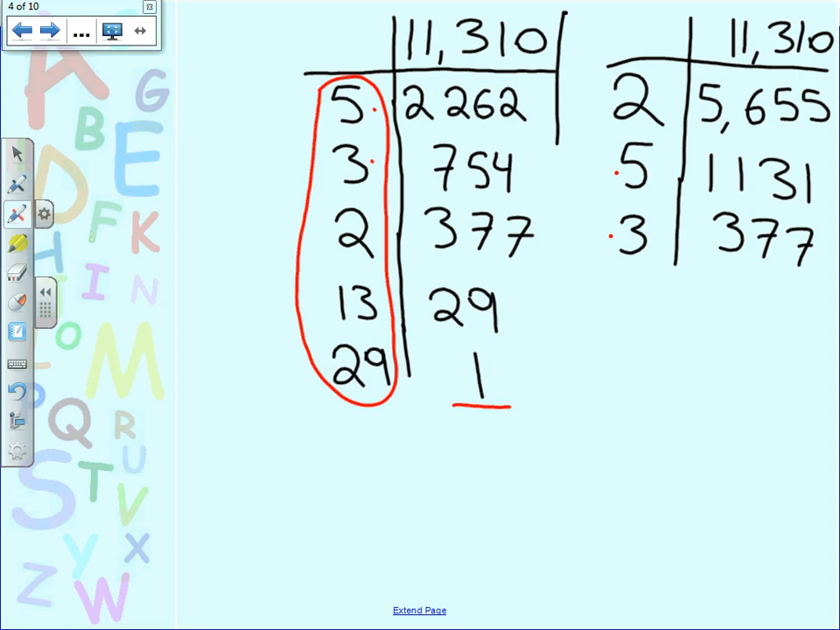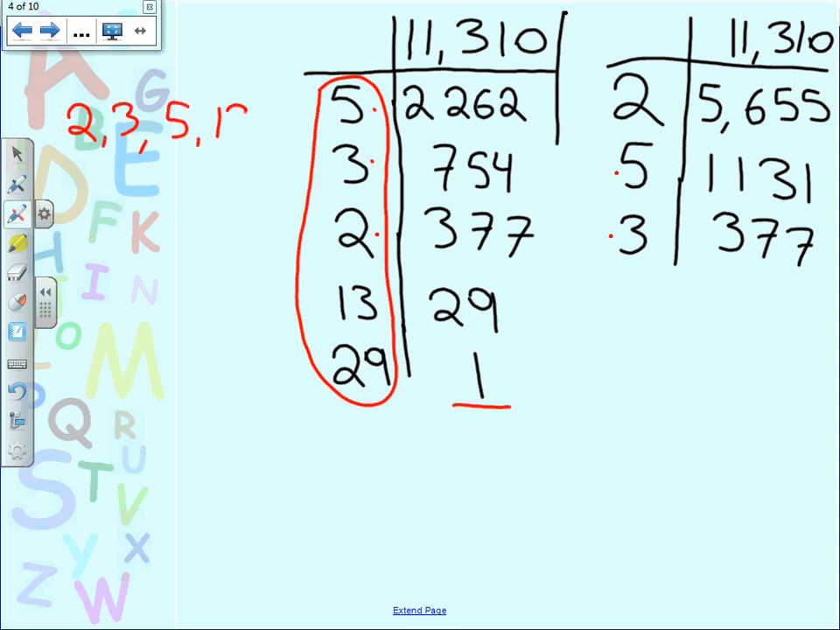So, what are the prime factors? When they ask you for the prime factors, you just have to write out the numbers. When they ask for the product of the prime factors, you have to multiply them all together. So, the prime factors are 2, 3, 5, 13, and 29. The product of the prime factors is all that column multiplied together.